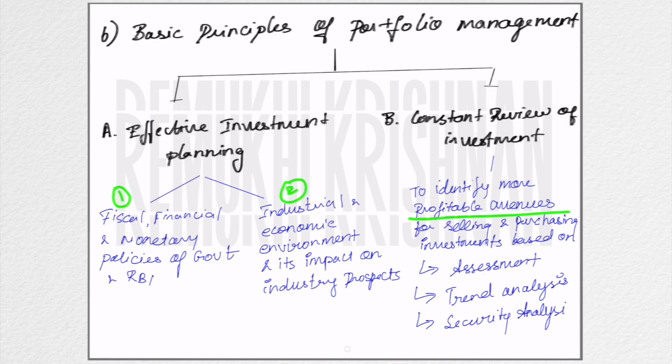Also, to do this analysis and the constant review, we have tools. Those involve assessment of the quality of management of the company, especially how well the company is being managed. Secondly, the financial and trend analysis of the company, how the financial analysis and trend analysis of this particular company is going on needs to be analyzed. And also the security analysis needs to be done. Basic principles of portfolio management, in short, only two: effective investment planning to be taken care of, and second, constant review of the investments to be taken care of.